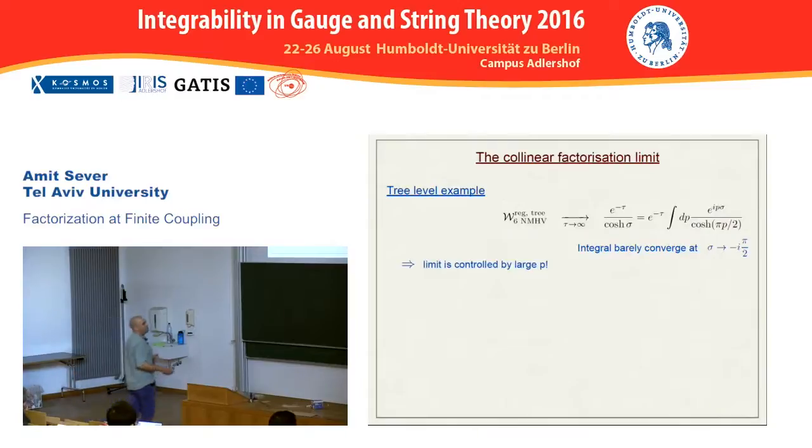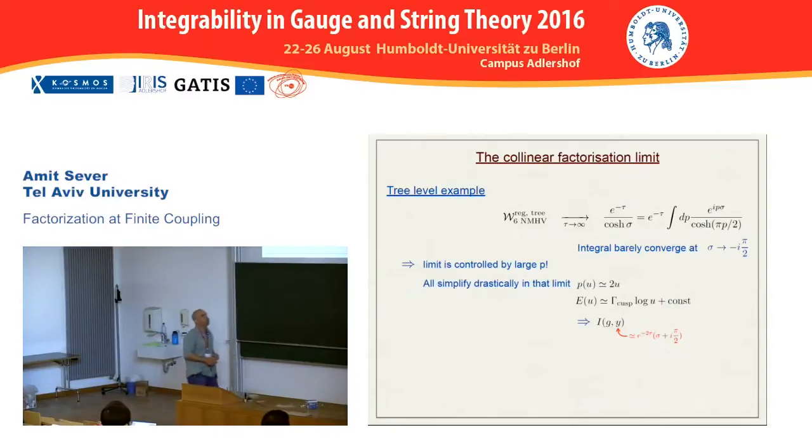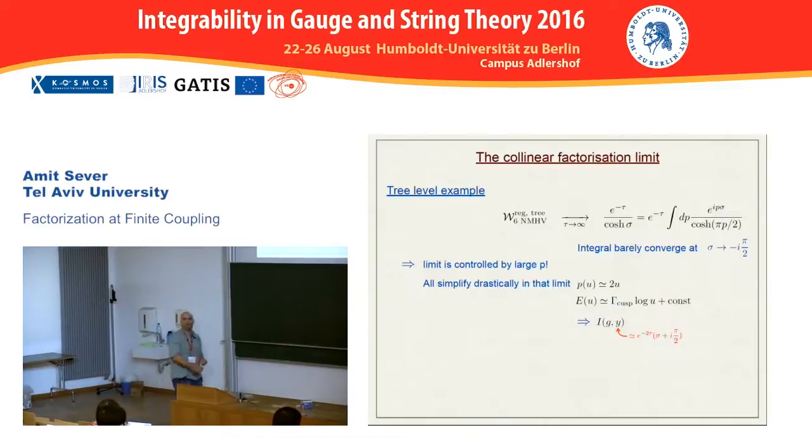Basically, what one gets is that in this limit, the momentum is just 2u, and the energy is just gamma cusp log u plus a constant. And once you plug this back into the formula, you immediately land on this integral that I wrote before, which was the I of g and y. You see that the u integral is basically the spectral parameter, or up to a factor of 2, is the momentum of a single flux tube excitation that propagates from the bottom to the top.